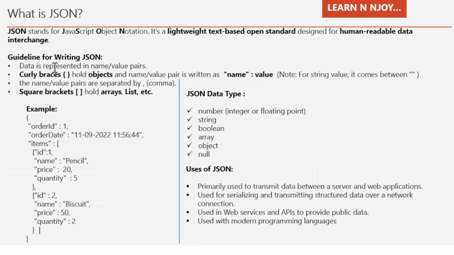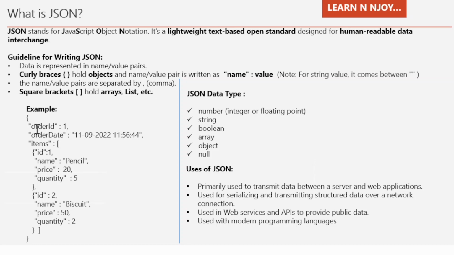Number 1, data is represented in name-value pairs. Number 2, curly braces hold objects and a name-value pair is written as name colon value. Note, a string value comes within quotation marks. If it is a number or boolean, we don't need to put the value into quotation marks. Number 3, the name-value pairs are separated by commas. Number 4, square brackets hold arrays, lists, etc.